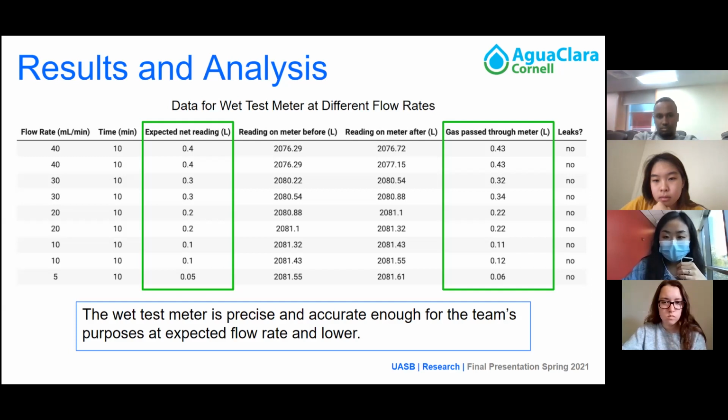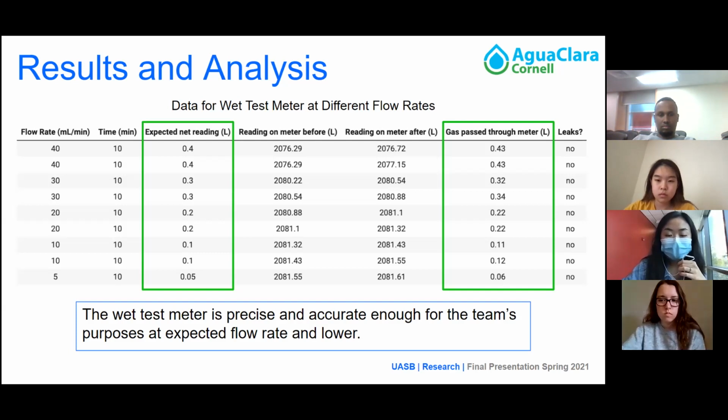The values of the 2 trials differed a maximum of 0.02 liters. These results indicate that the wet test meter is precise even at lower flow rates. We also evaluated the accuracy of the wet test meter by comparing the wet test meter reading to the expected values. When comparing these numbers, the differences varied from 0.01 to 0.04 liters.